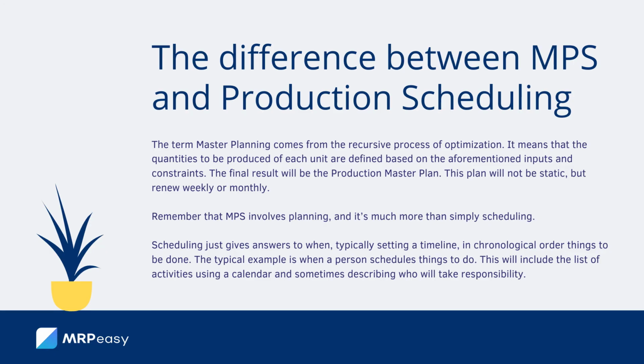The difference between MPS and production scheduling. The term master planning comes from the recursive process of optimization. It means that the quantities to be produced of each unit are defined based on the aforementioned inputs and constraints. The final result will be the production master plan. This plan will not be static, but renewed weekly or monthly.